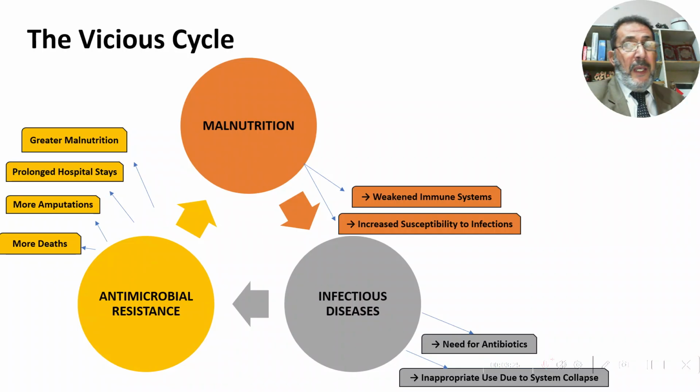This is the core cycle, which is composed, as we said, of malnutrition, and this conference is about malnutrition and famine. Malnutrition usually weakens the immune system and increases susceptibility to infections. Once people are infected, they need antibiotics. Also, the inappropriate use of antibiotics due to the health system collapse leads to antimicrobial resistance, which is the third component in this cycle.